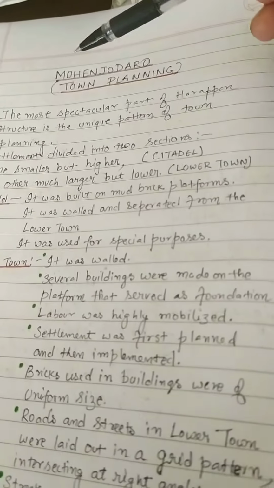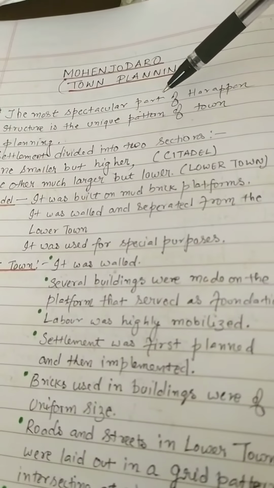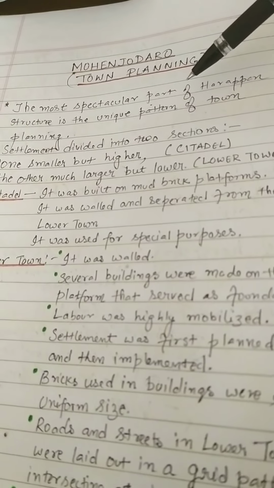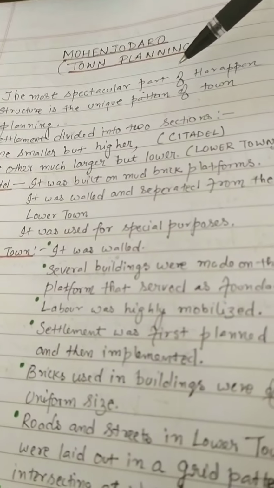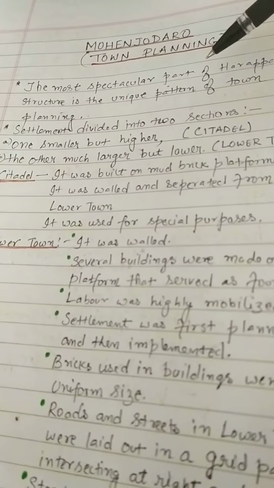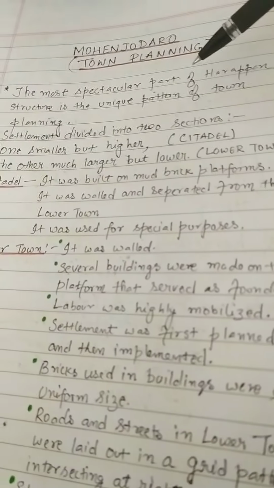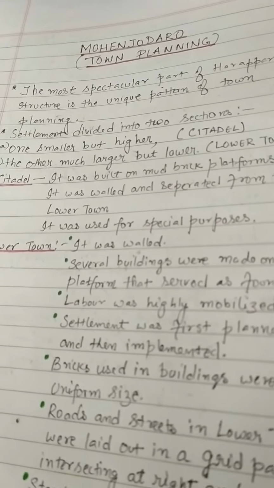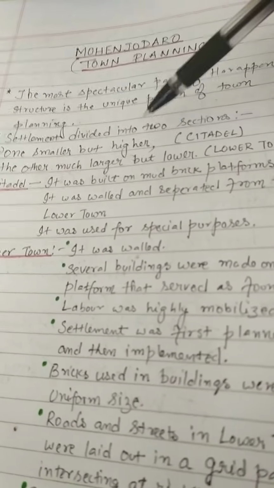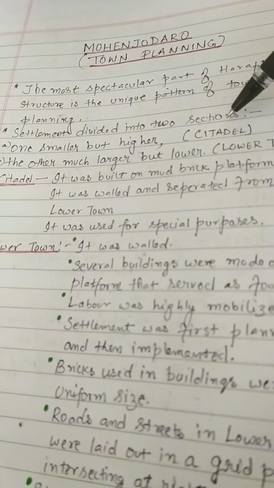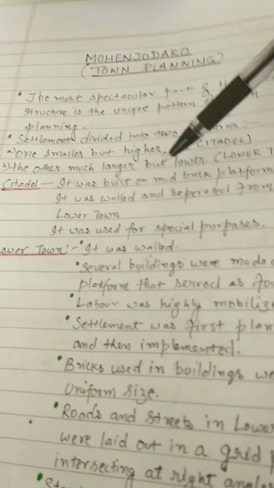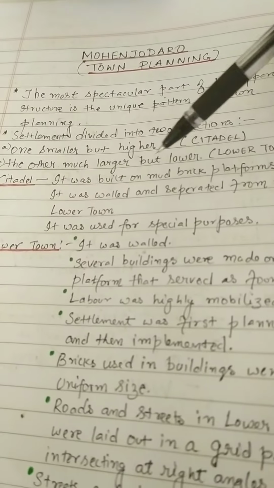It is known as the most spectacular and the most unique feature of the Indus Valley civilization. There are many features, but the town planning was the most effective and the most unique. Now, the town planning can be categorized into 2 sections, as you can see here. One was smaller but higher, and the other was much larger but lower.